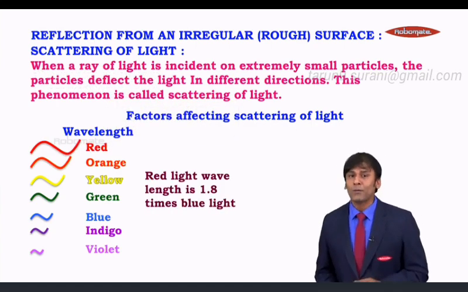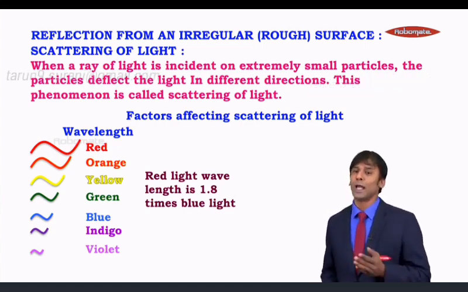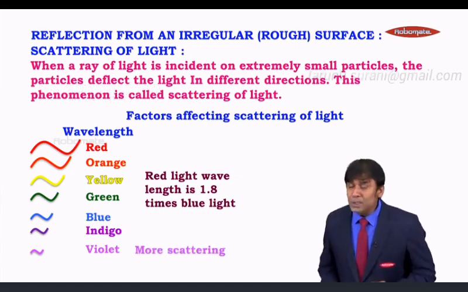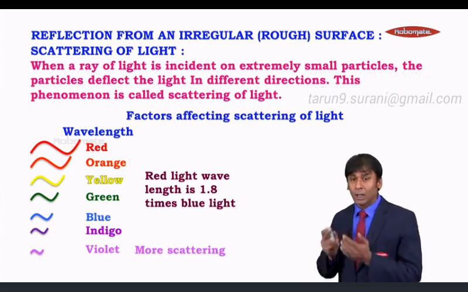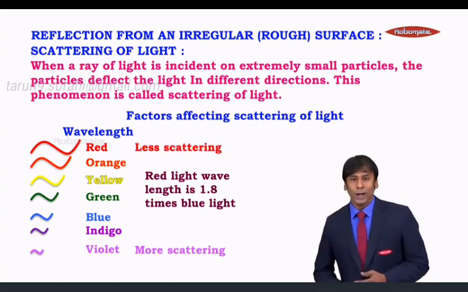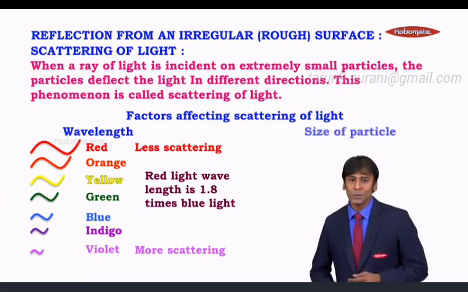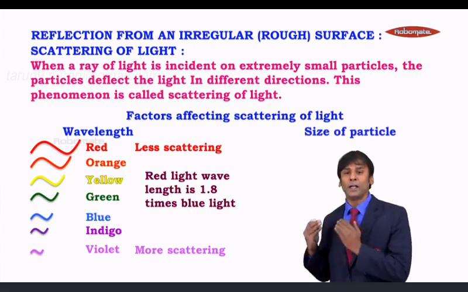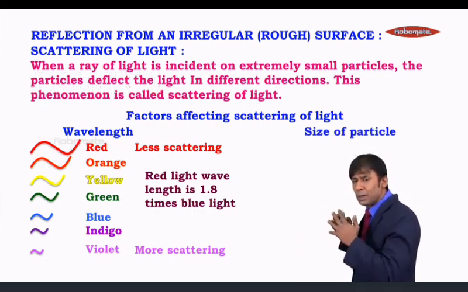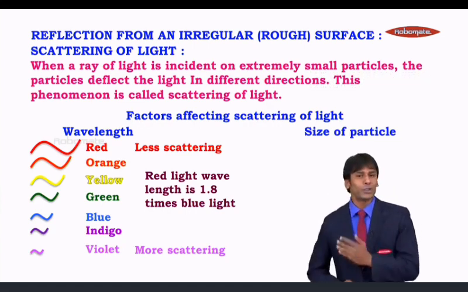Now in terms of wavelength, a red light wavelength is 1.8 times that of blue light. So you can see the big difference or the big shift in the wavelength. Now what happens because of difference in wavelength? The color which has smaller wavelength, the scattering is more. Whereas the color whose wavelength is more, the scattering is less. So in this particular manner, the wavelength affects scattering of light. So from this we understand violet light will be scattered the most. Next will be indigo, next blue, green, yellow, orange, and red. Now this was the first factor.